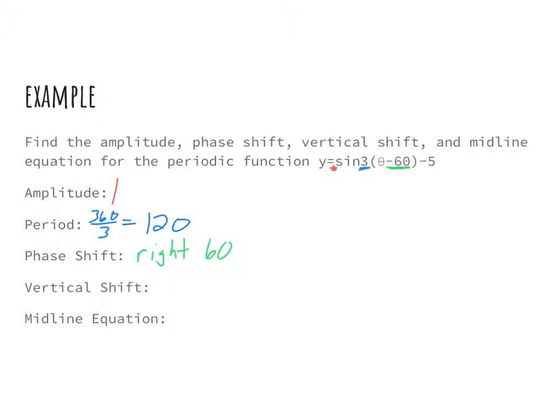For the vertical shift, we look outside. We're subtracting 5 outside. Subtract means down, so we're going to move the graph down 5. And finally, for our midline equation, it always starts out at y equals 0. Since we're moving down 5, we take 0 minus 5 and get a midline equation of y is equal to -5.